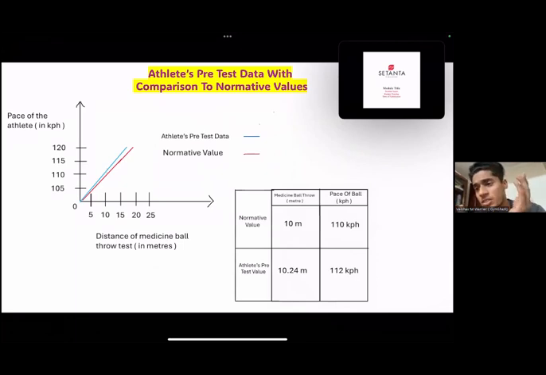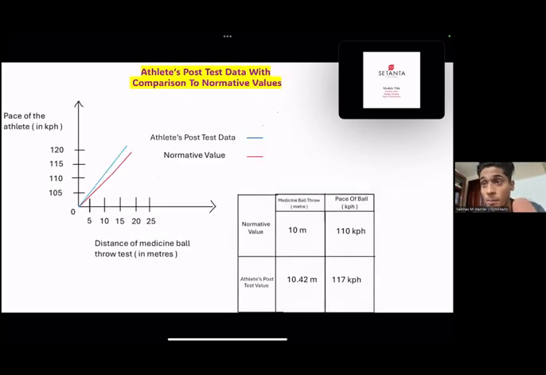A person who throws 10 meters in the medicine ball throw test can roughly bowl around 110 kilometers per hour. Our athlete could throw around 10.24 meters before the workout program, and he bowled 112 kilometers per hour. You can see the comparison in the graph, and this is the post-test data. As you can see, the change: the athlete is throwing 10.42 meters, and he was able to bowl 117 kilometers per hour. So there is a difference. We are happy for him.